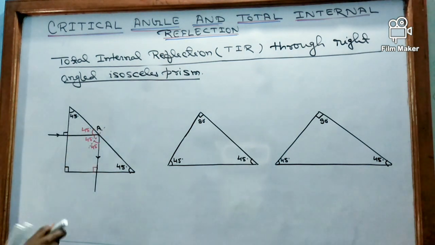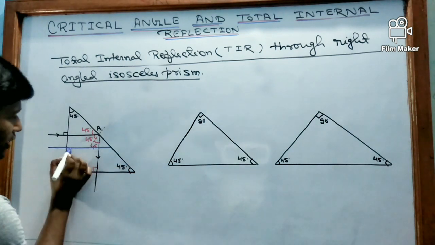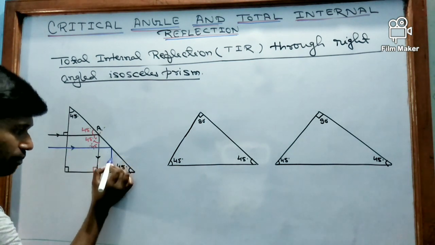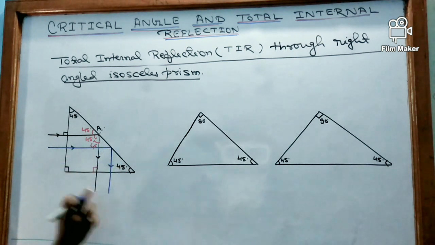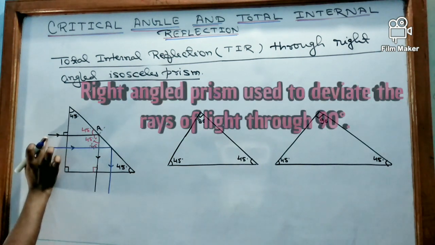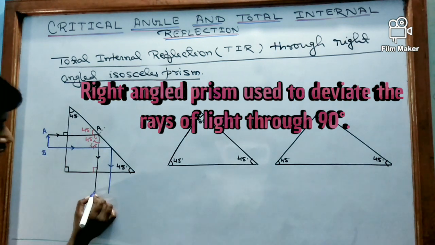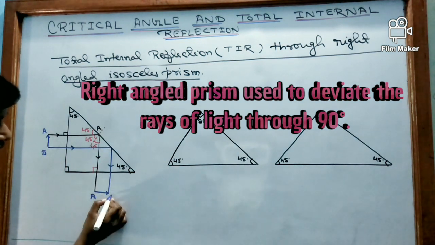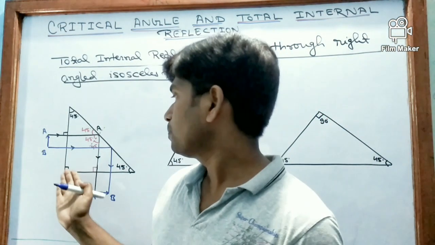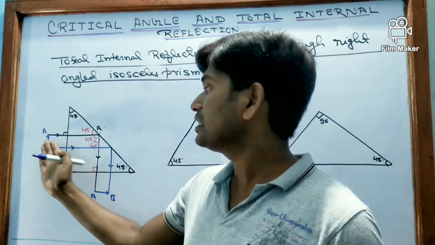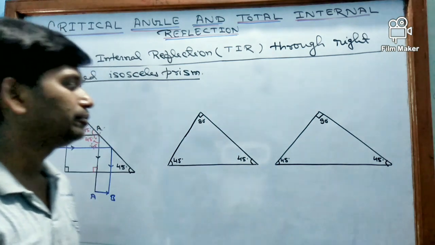So this is total internal reflection taking place at point A. As we can say from this figure, this prism deviates the ray of light by an angle of 90 degree. So if an object AB is placed here, it will be seen in this direction, that is AB. So the isosceles prism, in this case, deviates the ray of light by an angle of 90 degree.